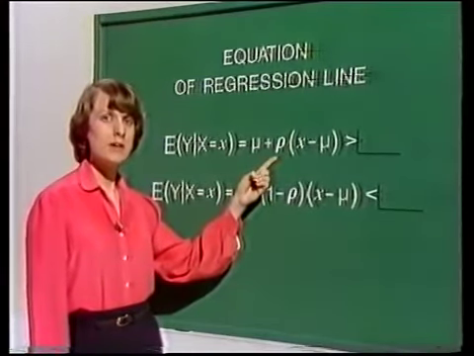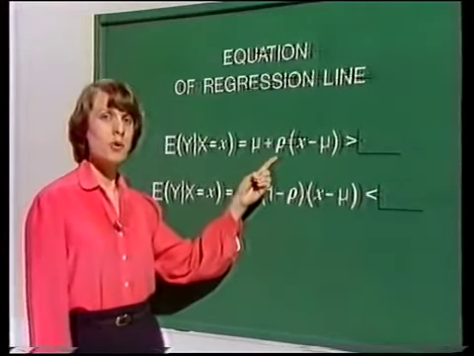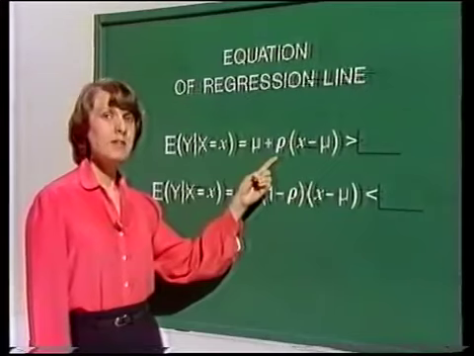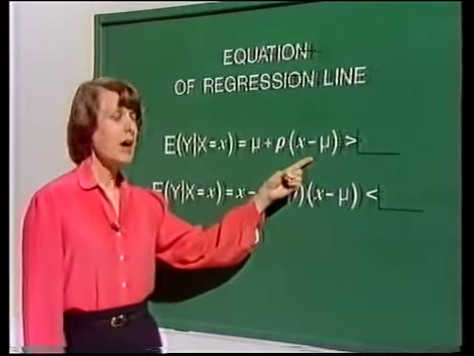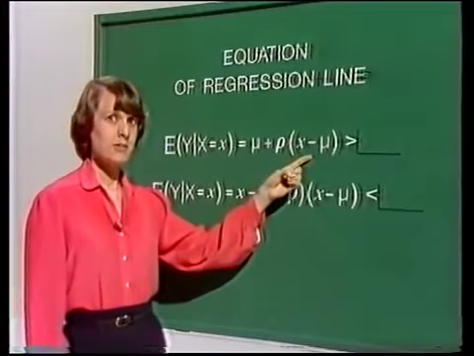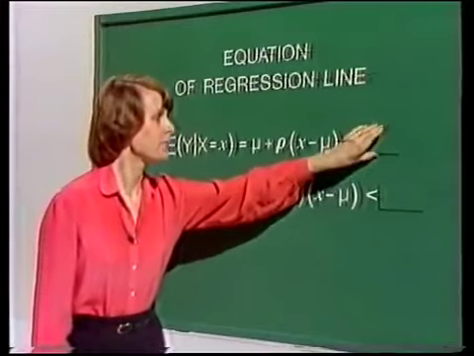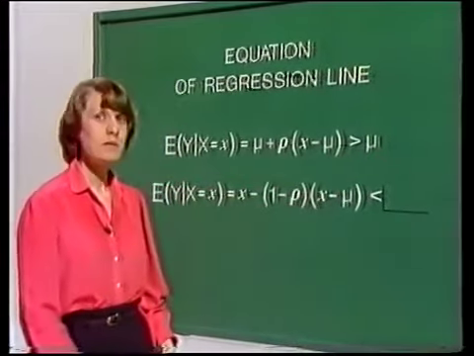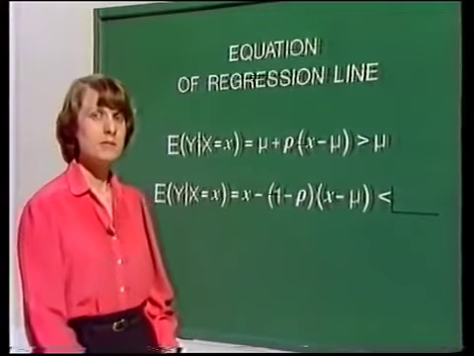and we saw that this was positive for Pearson's data. Now, for a father whose height is greater than the population mean, x is greater than mu. So x minus mu is positive, and rho times x minus mu is positive, and the whole expression is greater than mu. So we'd expect his son to be taller than average as well.